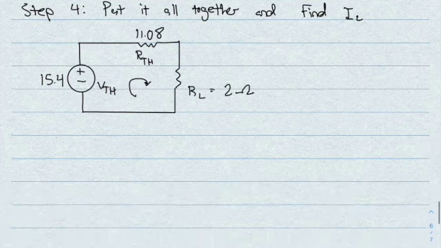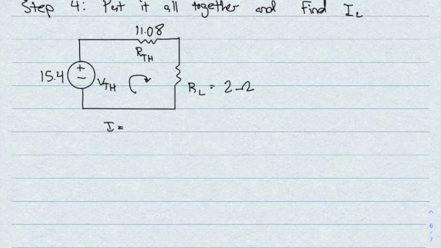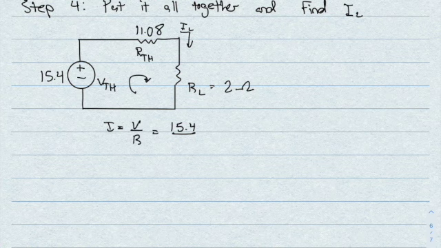All right, and now if we just solve for the current in this circuit, we'll have it for the top as well. So let's do it. I equals voltage over resistance equals 15.4 over 13.08. I got 1.4 amps, and that's it. That's the answer.